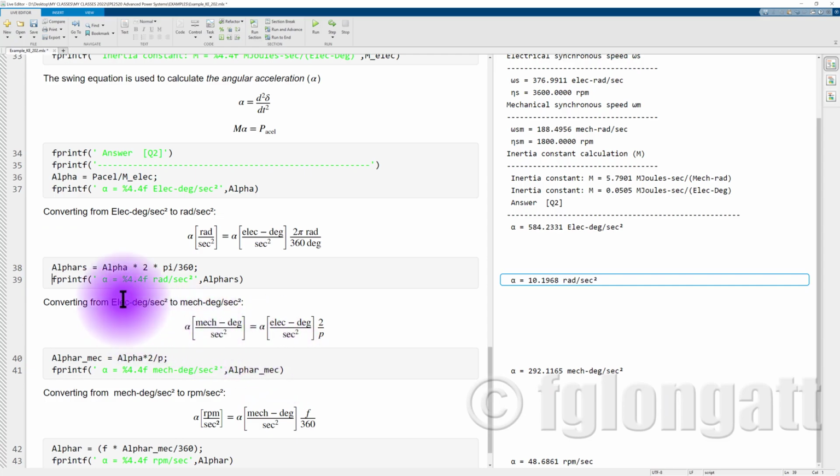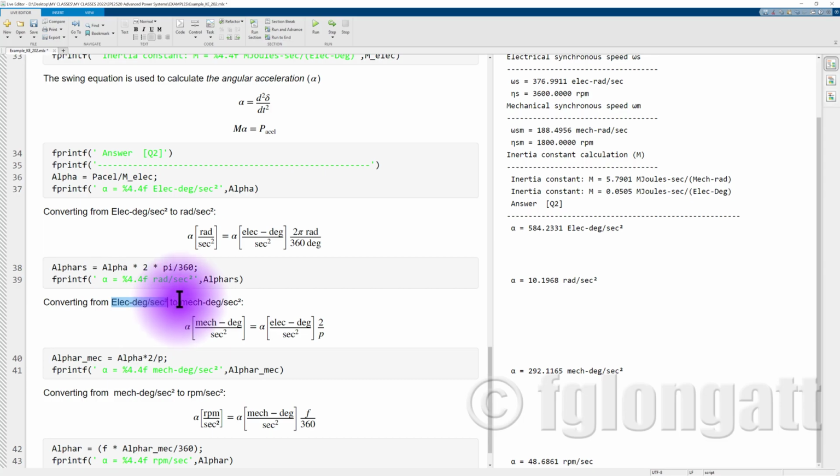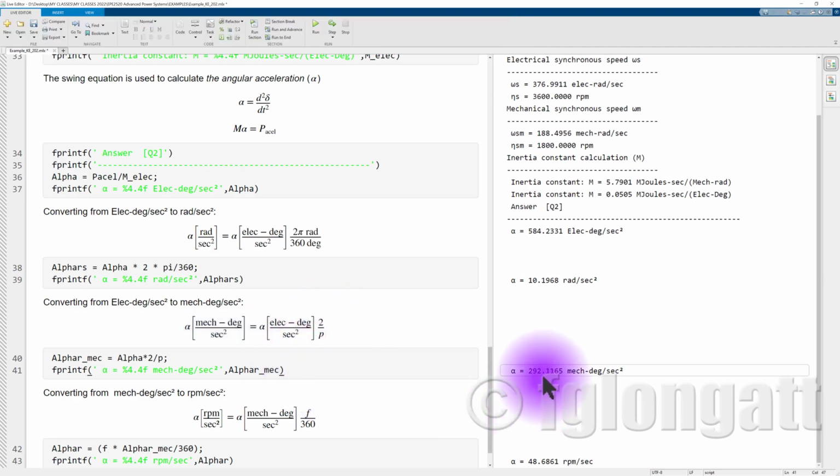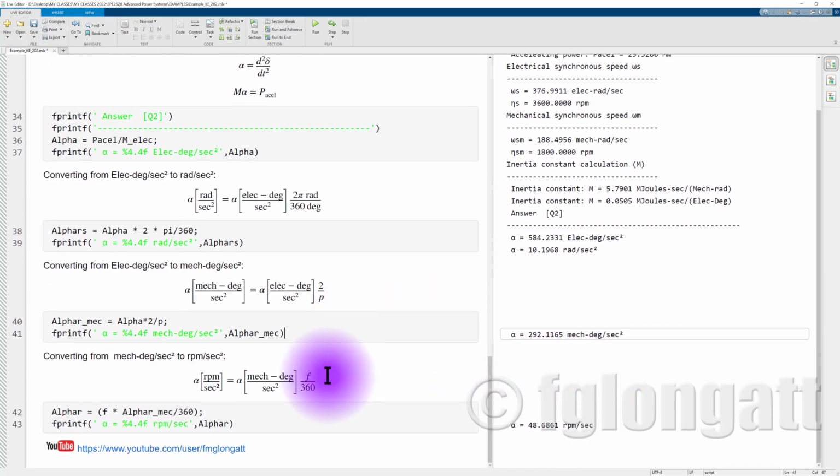Then we convert this acceleration from electrical degree per square second to mechanical degree per square second. And to do so, what we need to do is use the number of poles. To be honest, it's extremely simple. Multiply by 2, divide by the number of poles P. And in this case, alpha is equal to 292.11 mechanical degrees per square second.